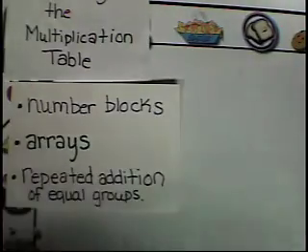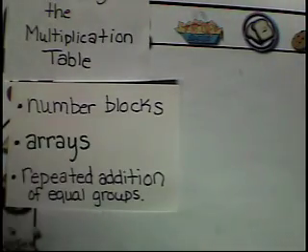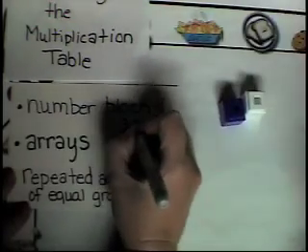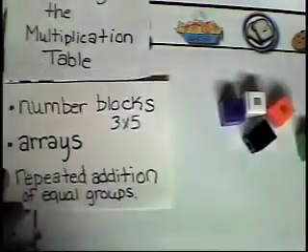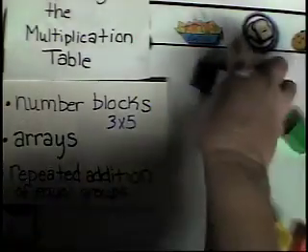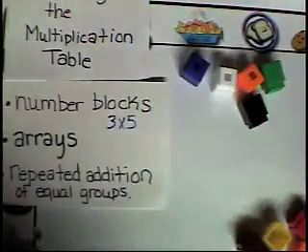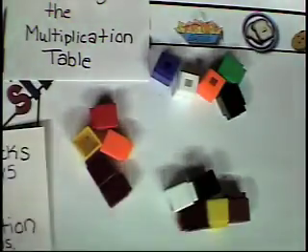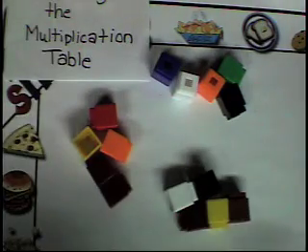Okay, what do you want me to do? Show me what 3 groups of 5 looks like. 3 groups of 5. Well, there's 5, and there's another 5, and there's another 5. Okay, let's move them over so bring them in. So you did 3 groups of 5, or 3 times 5.